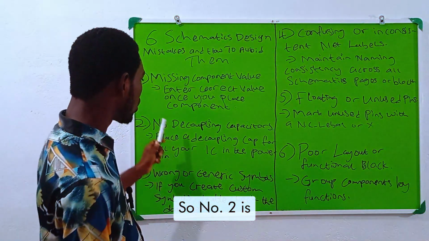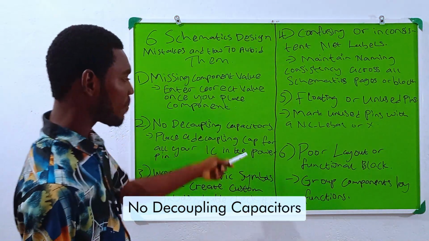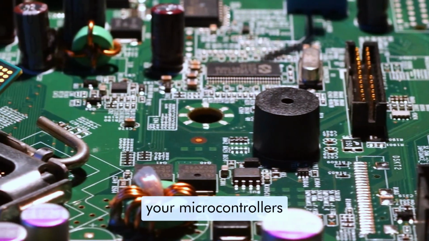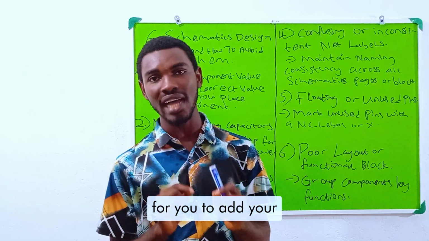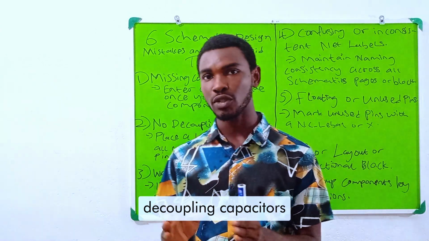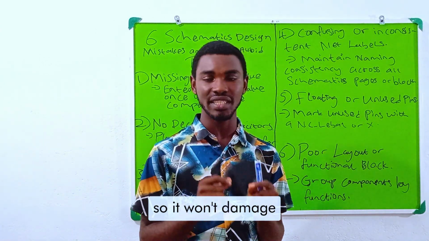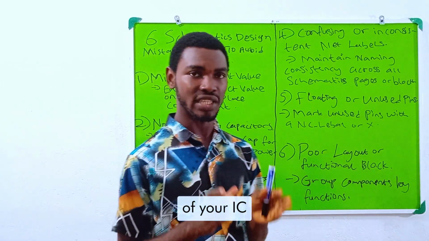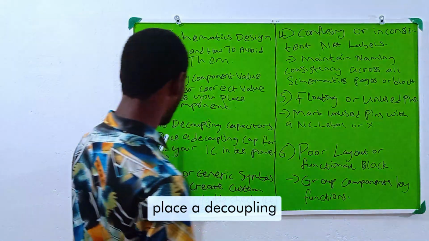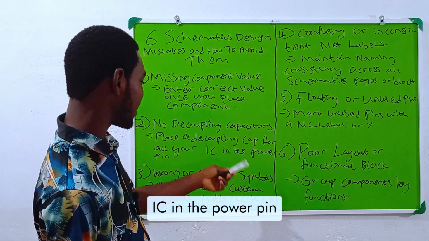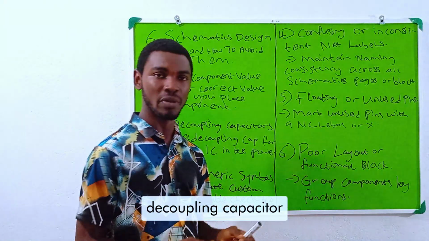So number 2 is no decoupling capacitors. Again, sometimes when working with ICs, your microcontrollers, it's always necessary for you to add your decoupling capacitors to filter high frequency noise so it won't damage the internal structure of your IC or your MCU. So place a decoupling capacitor for all your ICs at the power pin. Always place your decoupling capacitor.